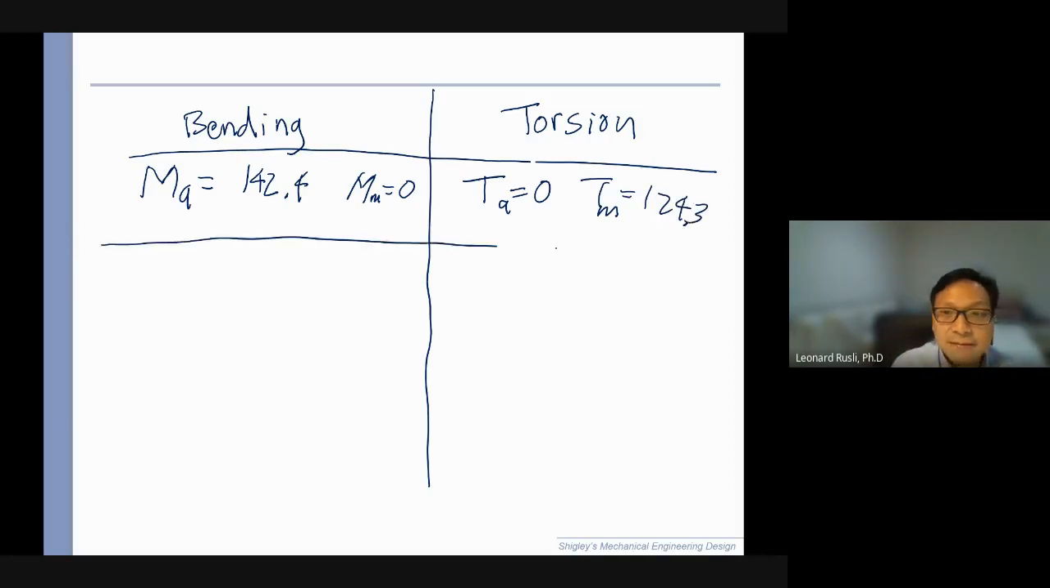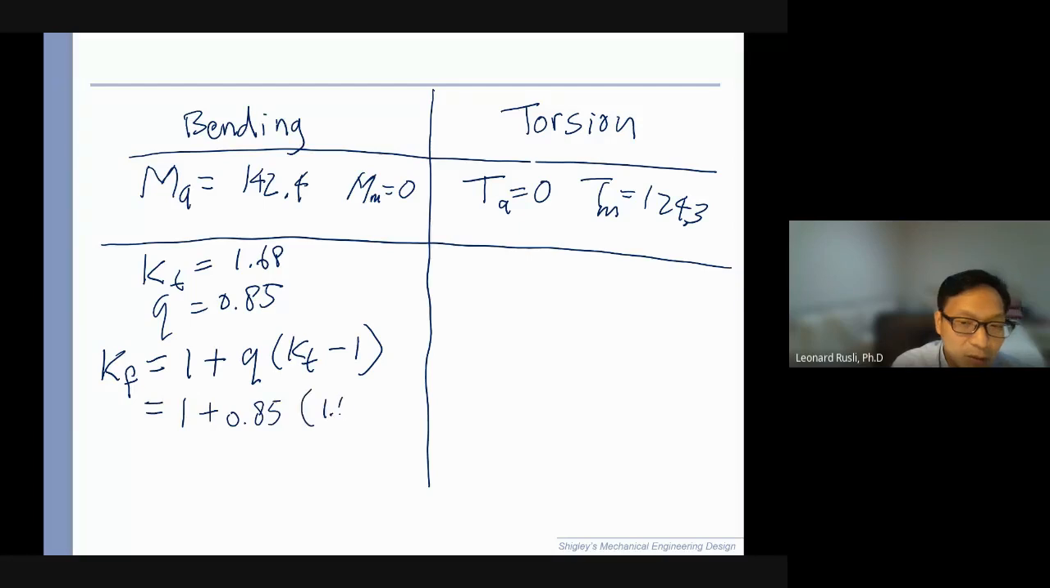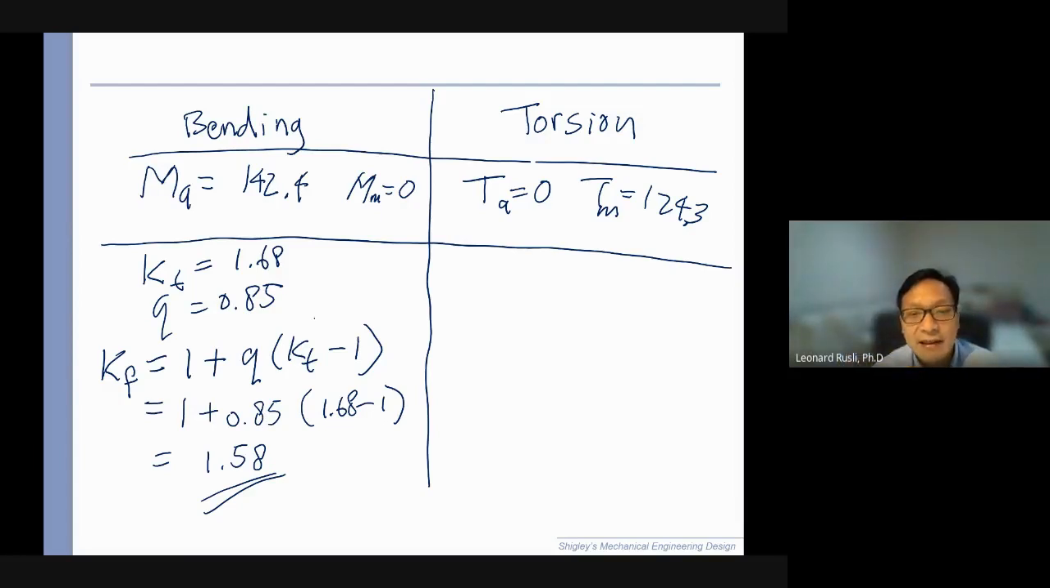Stress concentration, we did KP 1.68, we did Q 0.85. So the KF is 1 plus Q times KP minus 1. So it's 1 plus 0.85 times 1.68 minus 1. So 1.58 is the fatigue stress concentration factor. Okay, so KT is the stress concentration factor. KF is the fatigue stress concentration factor. Ya, jadi we include this fatigue effect.